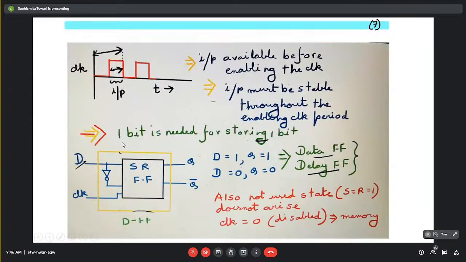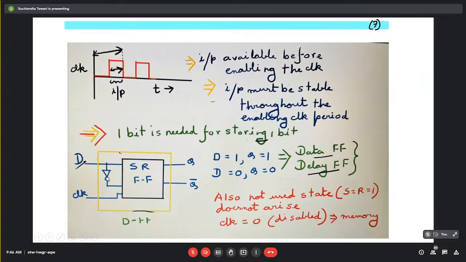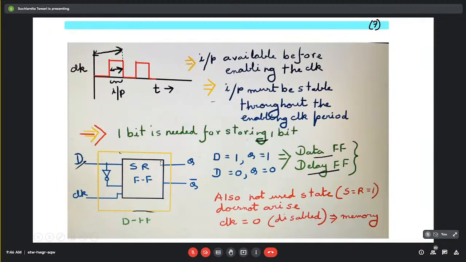Now let us try to solve this. One bit is needed for storing one bit instead of two bits. So if you see this S, R, Q bar block, here S and R are joined through a NOT gate, as is seen over here. This entire block is shown as a single block like this. So now if these two inputs are connected through a NOT gate, this is the single input of this entire block.